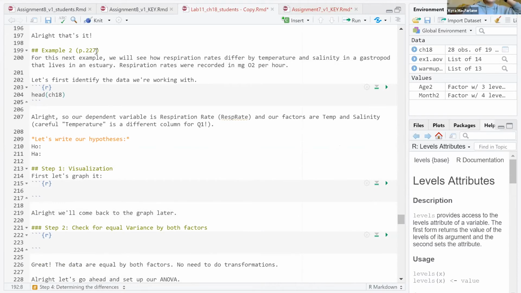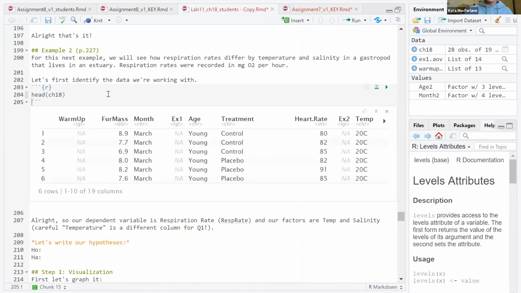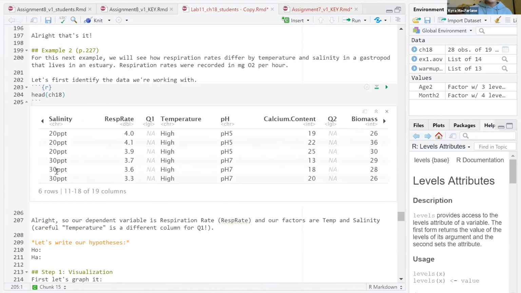Okay, so let's look at example 2. This is the one that was in the PowerPoint. So we're looking at how respiration rates differ by temperature and salinity in a marine gastropod that lives in estuaries. So let's first look at the data again. So this is example 2. So we have temperature, temp, and salinity and respiration rate.